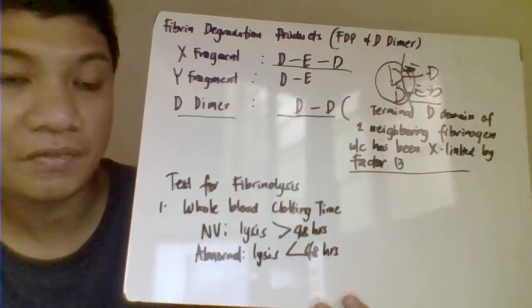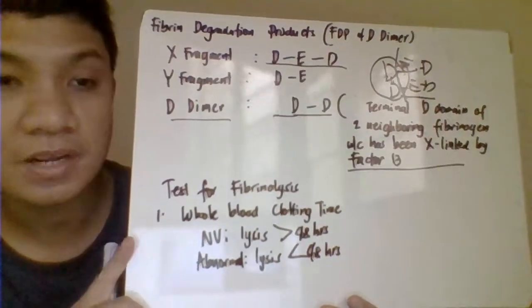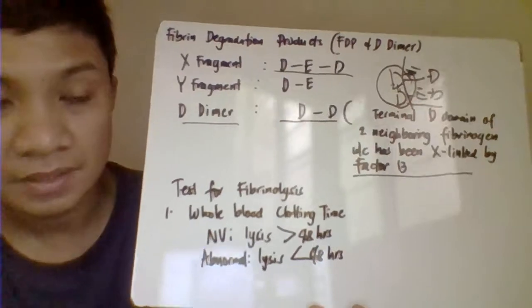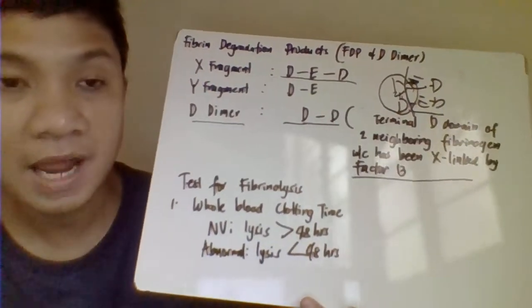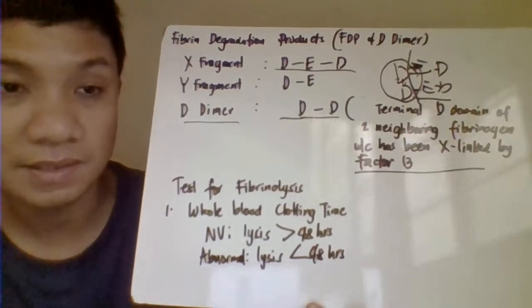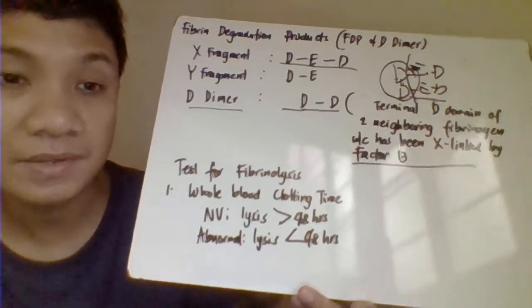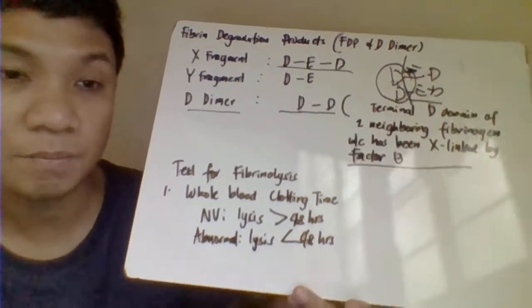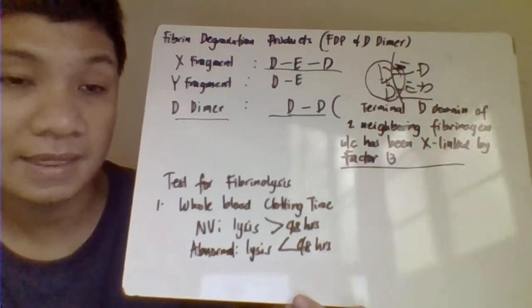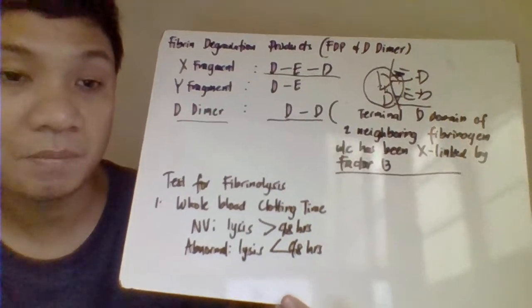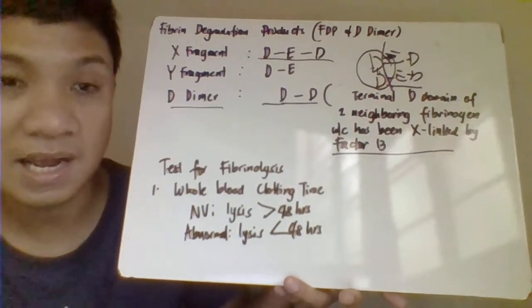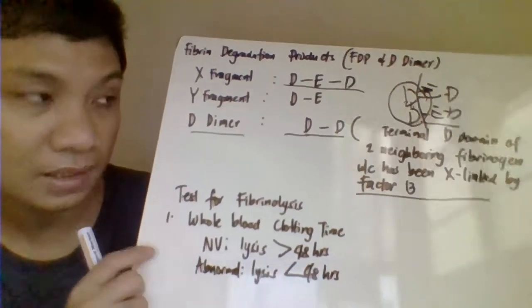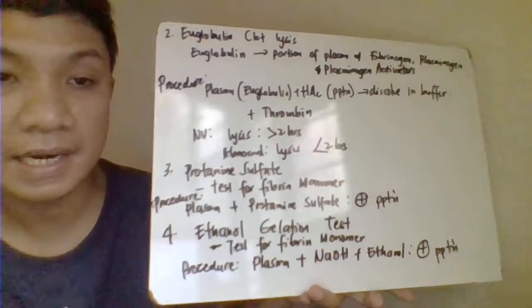Okay, then we have here the tests for our fibrinolysis. So first, we have the whole blood clot lysis time. For the whole blood clot lysis, just have the whole blood and then monitor kung kailan siya magkakaroon ng clot lysis. Normal, dapat after 24 hours, doon pa lang mag-lyse ang clot natin. But in the case of abnormal fibrinolysis, hindi pa siya 24 hours, nag-digest or nag-lyse na agad ang clot natin. That's abnormal.